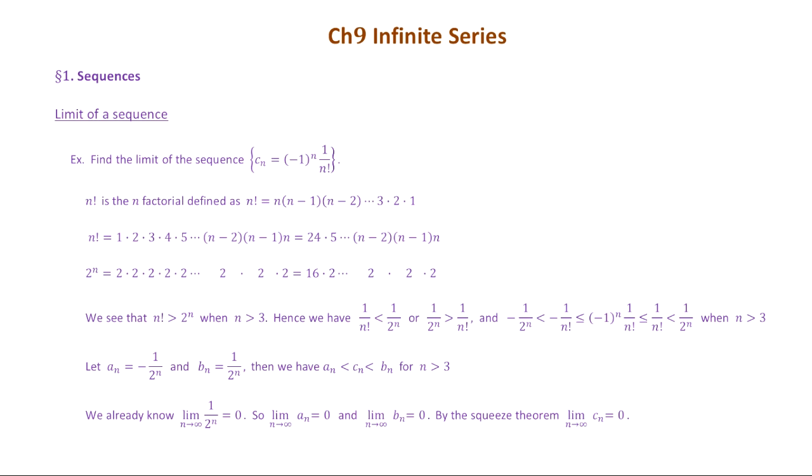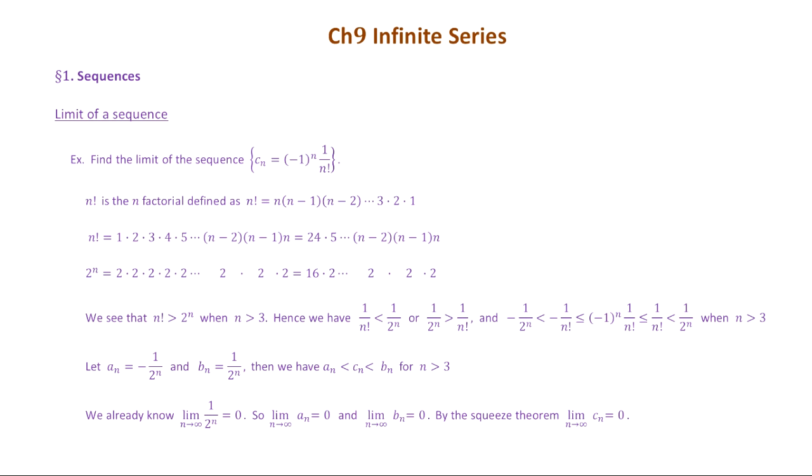Now, obviously, n factorial is greater than 2 to the n. And if you increase more, then every time you multiply a number to n factorial, it becomes larger. But in the case of 2 to the n, you just multiply 2 itself. So obviously, n factorial is greater than 2 to the n, right?